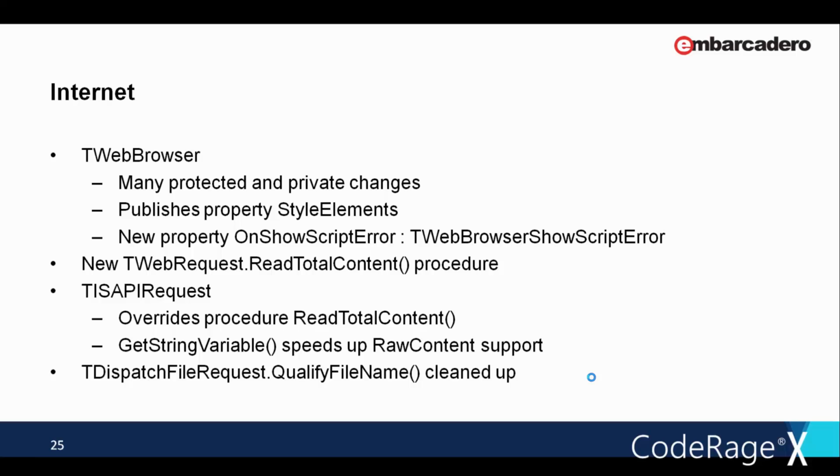As I mentioned before, there's a read total content procedure, or I can't remember if it's a procedure or a function right now, but that one is useful for just grabbing all of the content that you're trying to retrieve rather than having to write your own streaming mechanism for it. TI-SAPI request has a custom override for read total content, and get string variable speeds up raw content support. T-dispatch file request qualify file name has been cleaned up. The logic is a lot clearer now.